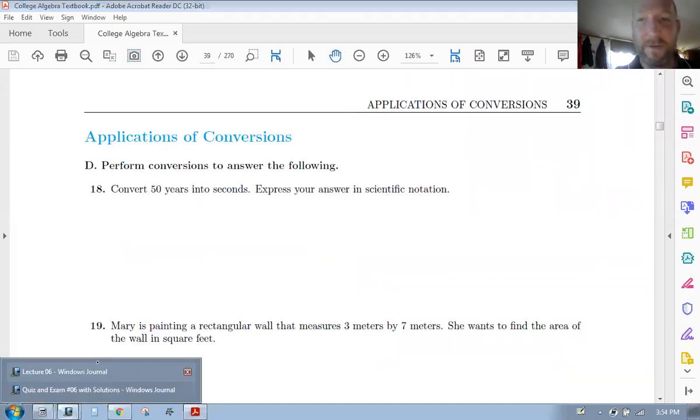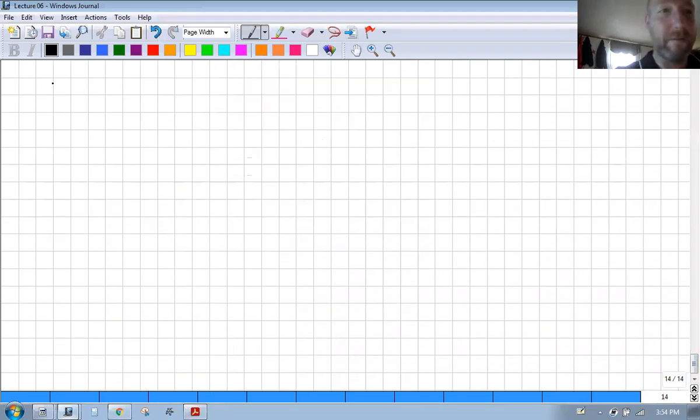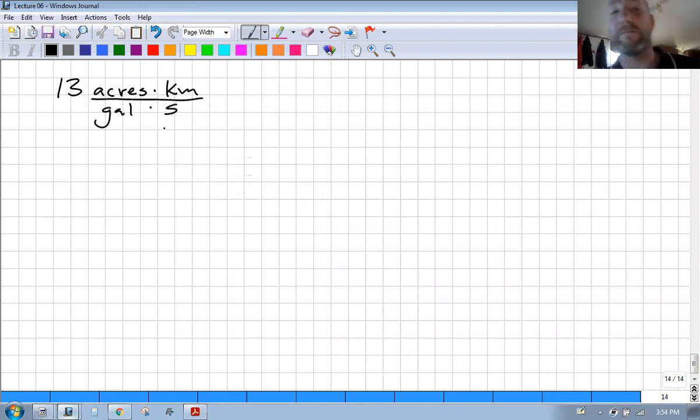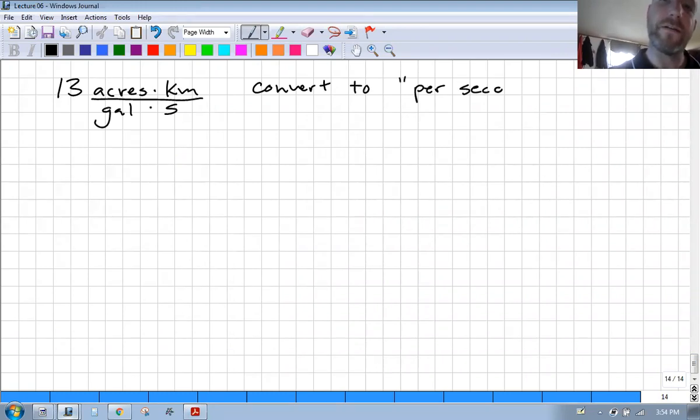Okay, I'm going to invent a problem here. Let's say we have 13 acres, kilometers per gallon seconds. And we want to convert that to per second. Does that even make sense?